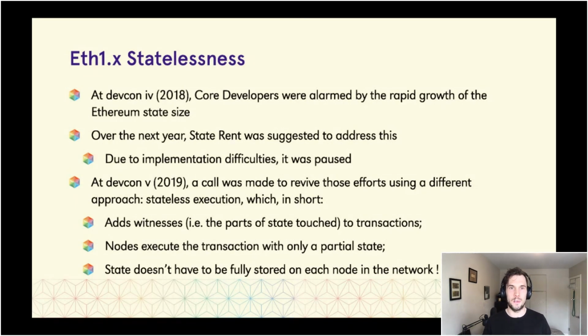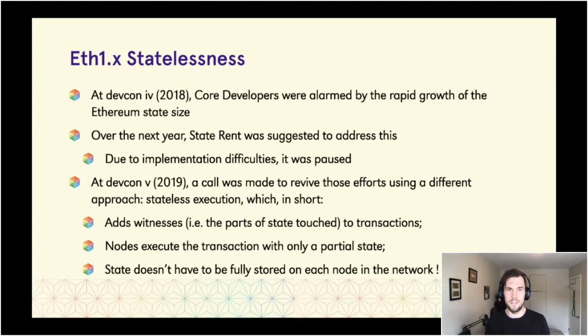And the first idea that was proposed to address this was the idea of state rent, which was pursued over the next year. And the idea there was that instead of paying gas one time to add smart contracts and data to the Ethereum chain, you would pay a rent fee. So it would be an ongoing fee. And if you stop paying it, then your data would be removed from the active state. And obviously, this is a whole new paradigm from what we currently have on Ethereum. So it would have broken pretty much every contract on chain. And it was really hard to evaluate the long tail impact of this breaking change. So because of those difficulties, this work was paused.